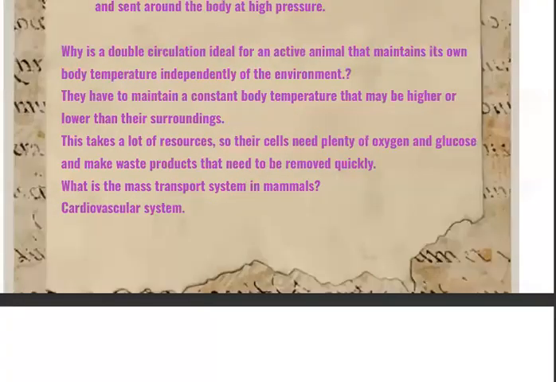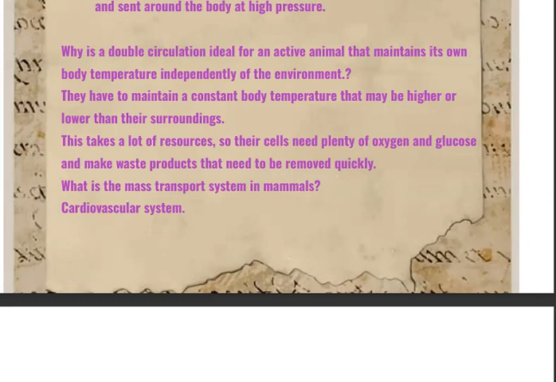Why is a double circulation ideal for an active animal that maintains its own body temperature independently of the environment? They have to maintain a constant body temperature that may be higher or lower than their surroundings. This takes a lot of resources, so their cells need plenty of oxygen and glucose and make waste products that need to be removed quickly.